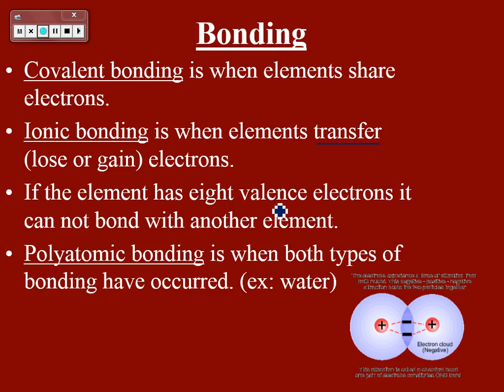It says that the element has 8 valence electrons. It cannot bond with another element. We already talked about that. Poly always means more than one. So this means more than one atom or type of atomic bonding. Water is an example of this. It has both ionic and covalent bonding.